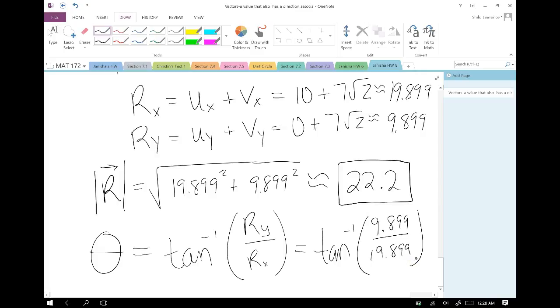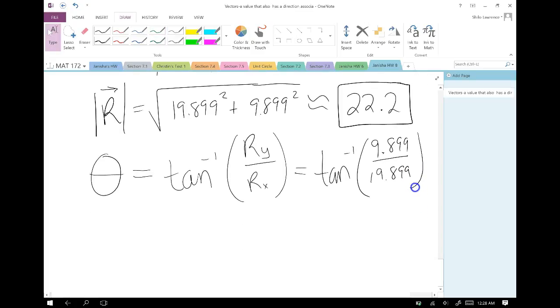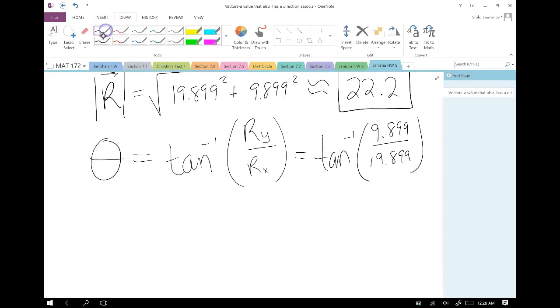Now, this answer is going to be in quadrant 1 because this answer is positive and this answer is positive. Both of my components are positive. You can think of those as coordinates on the graph. So anytime you plot a positive x value and a positive y value, you end up in quadrant 1. Your calculator will give you back a quadrant 1 answer for tan inverse. So whatever the calculator says, that's our answer. So we don't have to worry about adjusting the quadrant on this one.